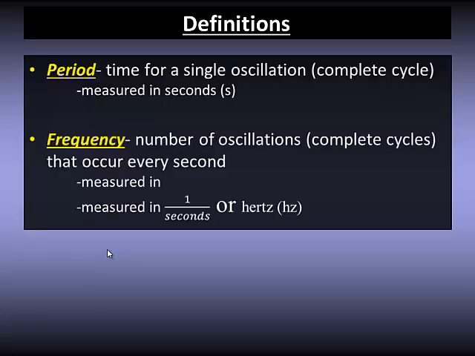Waves. Some wave definitions. The period is the time for a single oscillation or complete cycle. It's measured in seconds. And the frequency is the number of oscillations that occur every second. Frequency is measured in hertz, Hz.